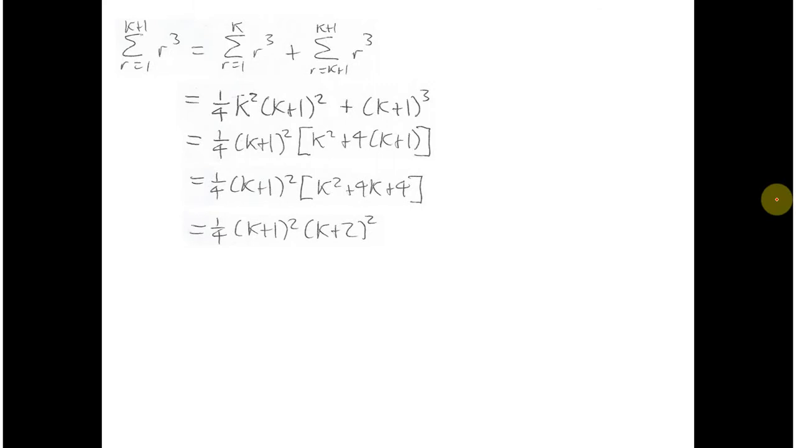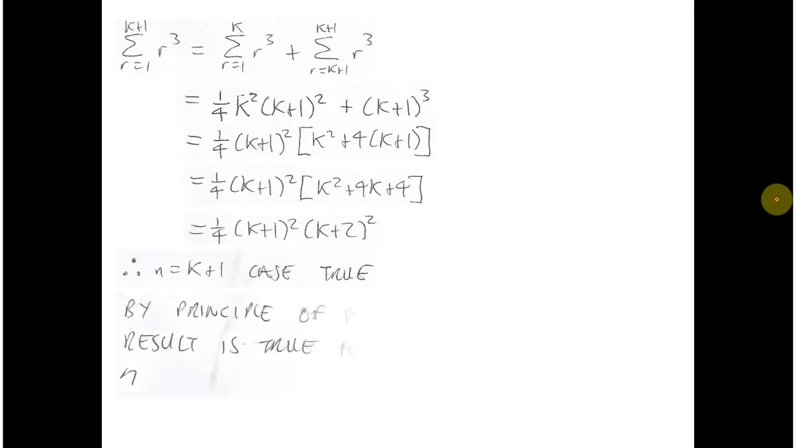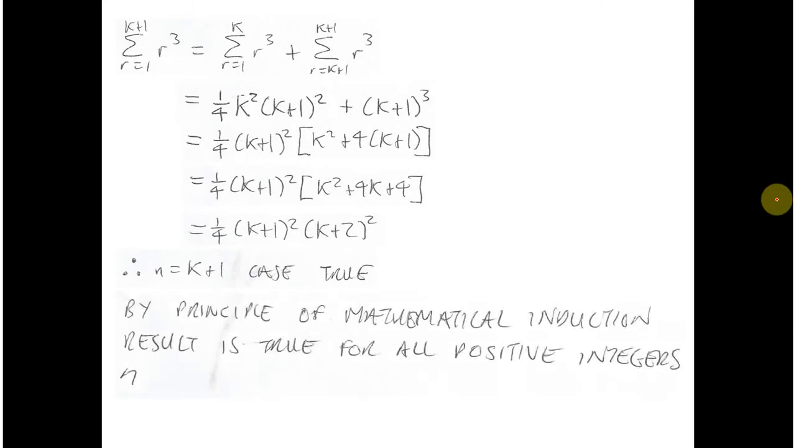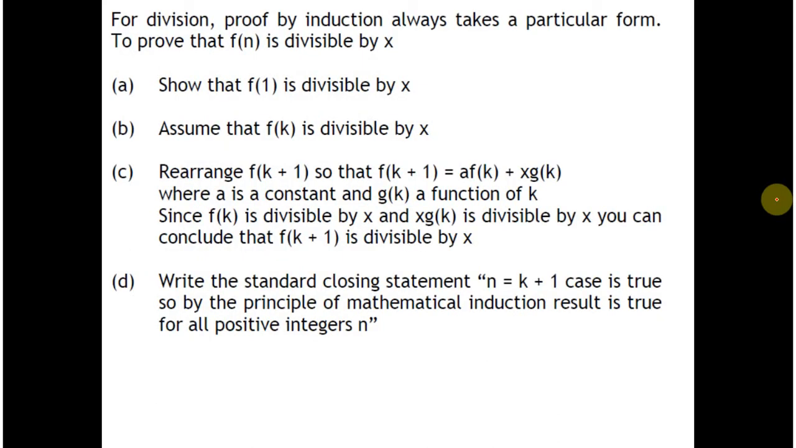So the left hand side equals the right hand side. Therefore the n equals k plus 1 case is true. And by the principle of mathematical induction, the result is true for all positive integers n. So that's the structure of the argument for a series. For division, it takes a slightly different form.